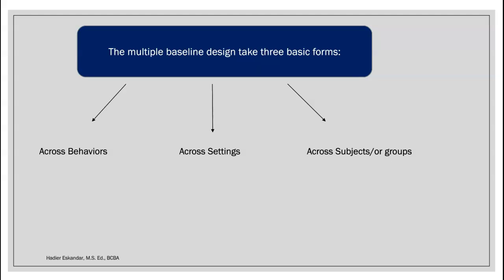Finally, across subjects or groups. So if you're maybe using a reading program and you want to see if it's effective across different groups of students or different classrooms maybe, then you can start taking baseline data on reading behavior or reading levels in the different groups, or on all the subjects in one classroom. You introduce the program to one student, and once you see the change is effective, then you introduce the reading program to the second student, and that becomes an across subjects or groups design.